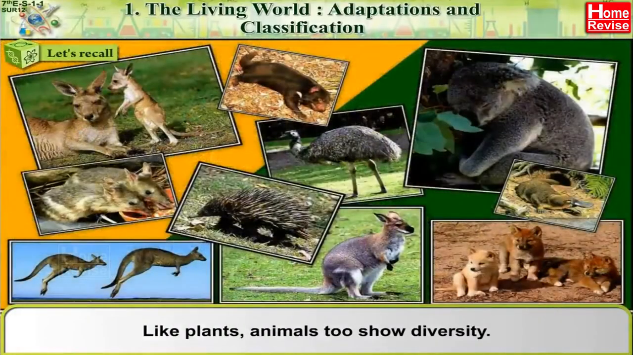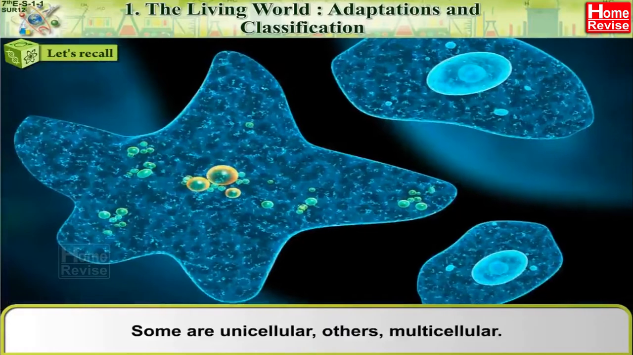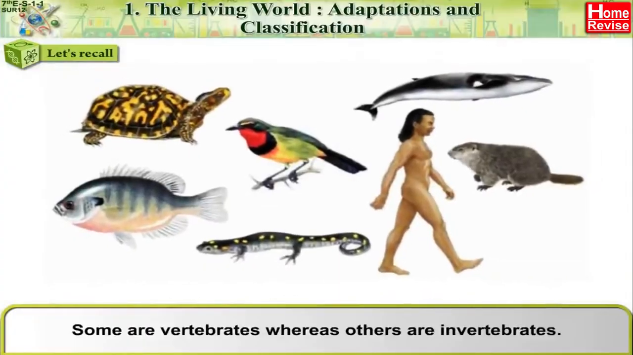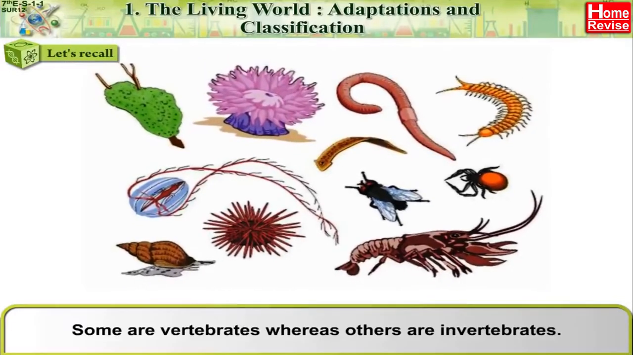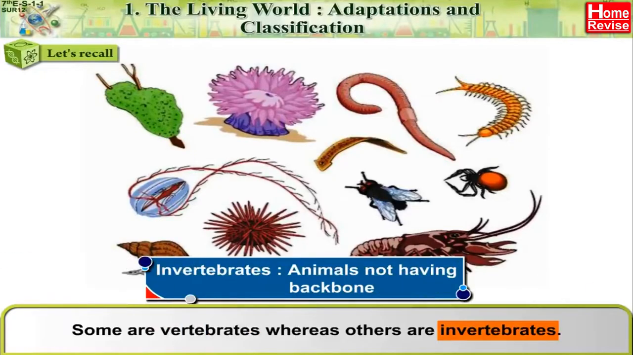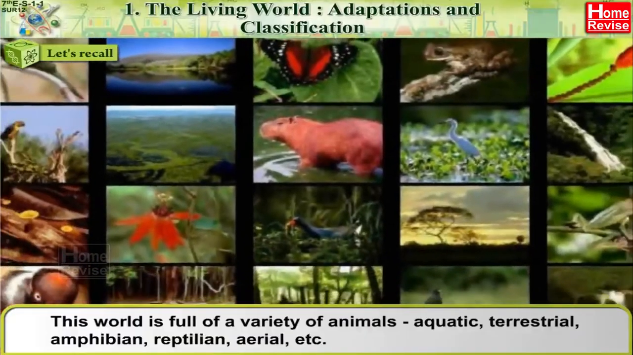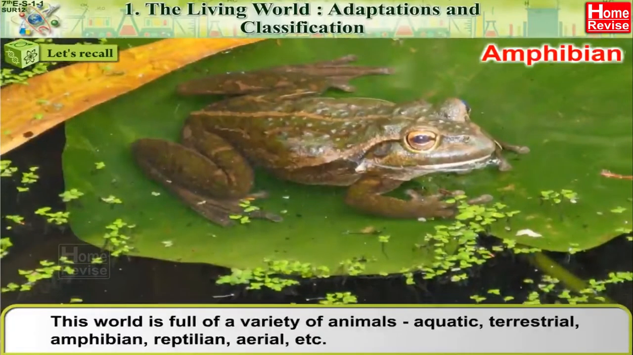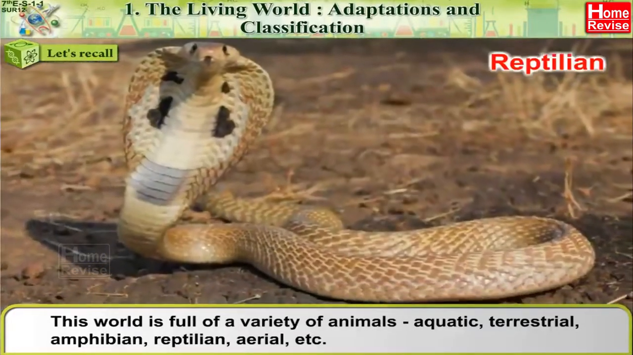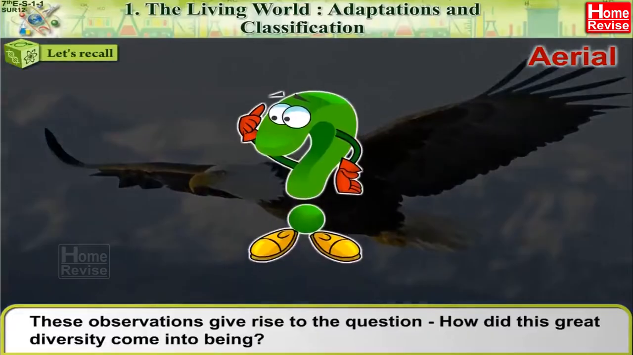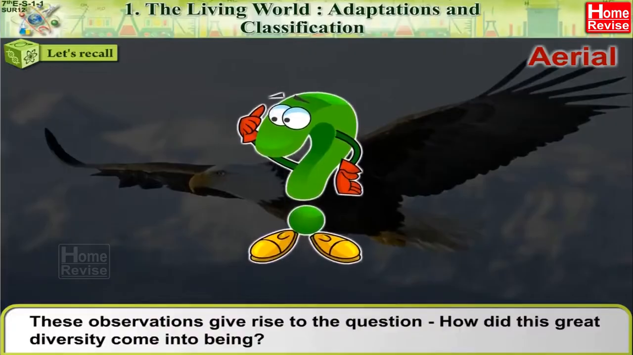Like plants, animals too show diversity. Some are unicellular, others multicellular. Some are vertebrates, whereas others are invertebrates. Vertebrates means animals having backbone. Invertebrates means animals not having backbone. This world is full of a variety of animals: aquatic, terrestrial, amphibian, reptilian, aerial, etc. These observations give rise to the question, how did this great diversity come into being?